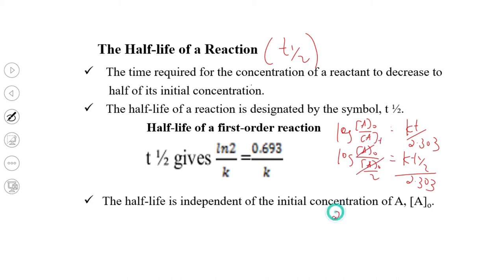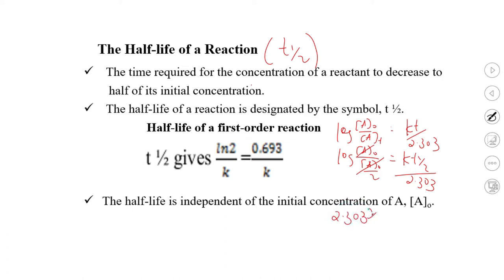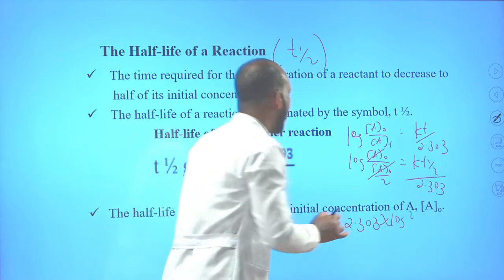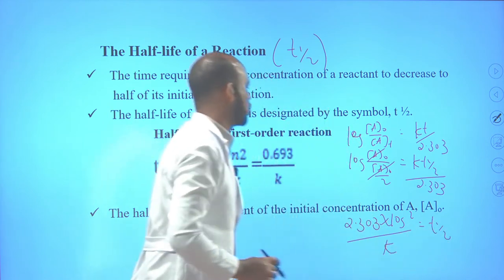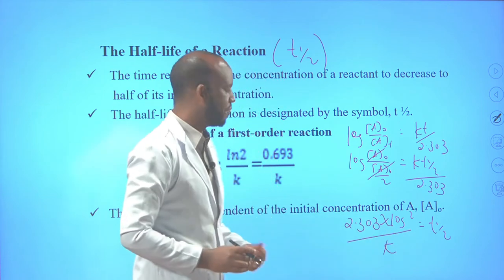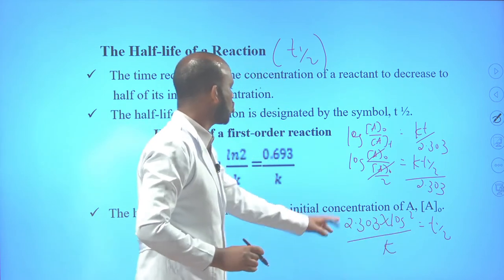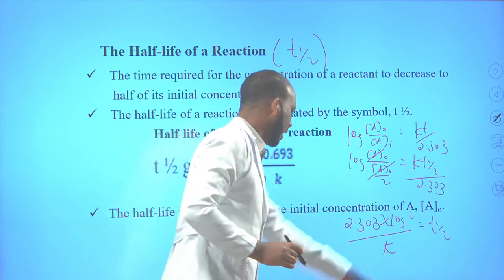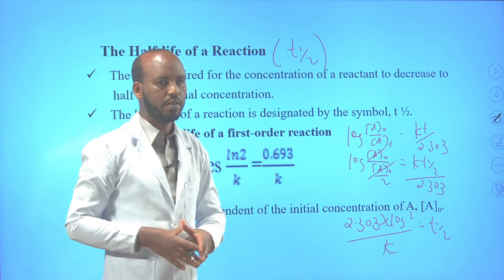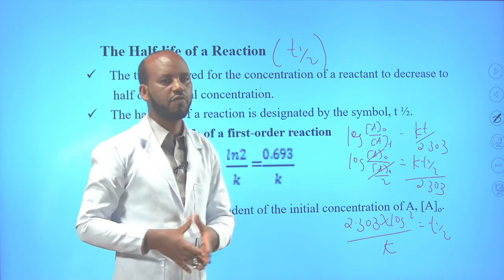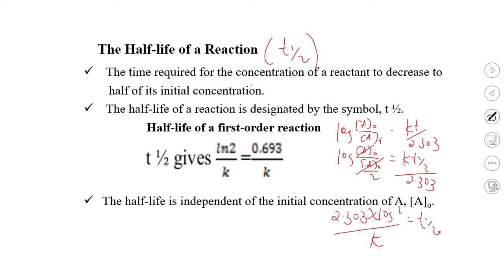Log 2 times 2.303 divided by K equals T half. But log 2 is 0.3. 0.3 times 2.303 divided by K is 0.693 divided by K. Therefore, the half-life time for a first-order reaction is 0.693 divided by K, where K is the rate constant.